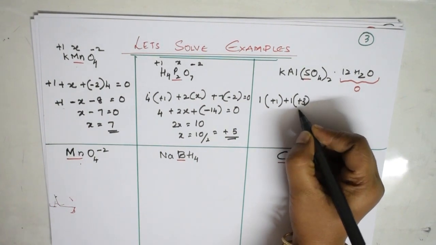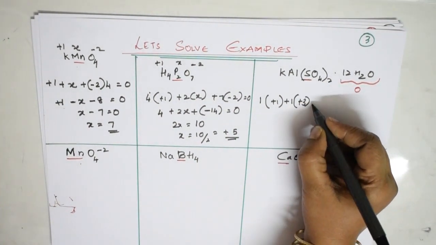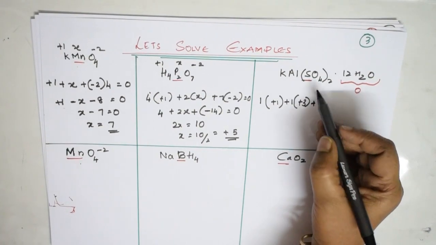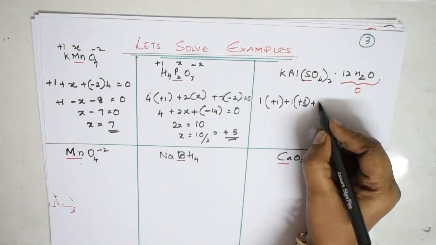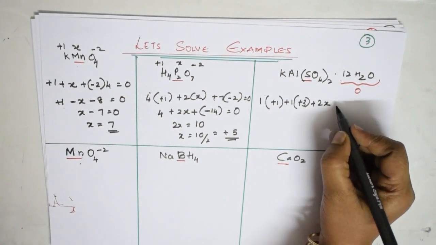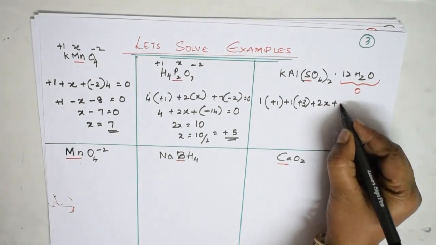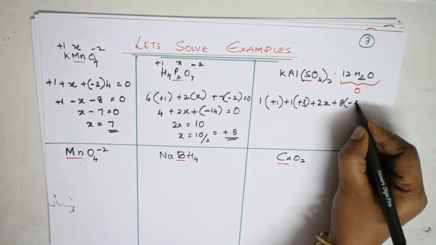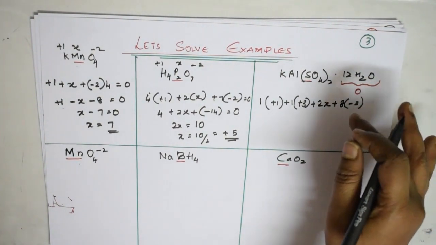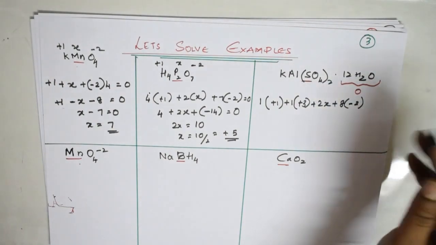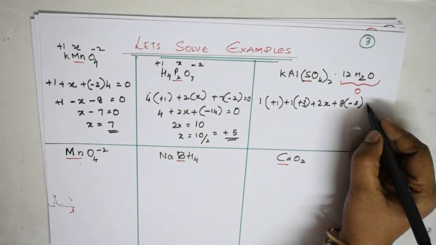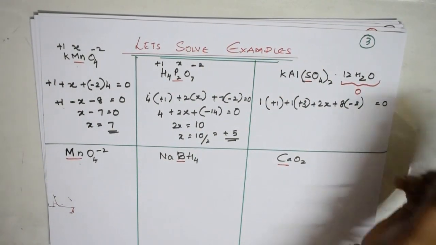Plus 3. So charge is always in the bracket. Next, I need to find for sulfur. How many sulfurs are there? 2. So it is 2x, correct? Then plus, how many oxygens are there? 4. 4 twos are 8. What is the charge on oxygen? It is minus 2, isn't it? So the remaining all is the neutral molecule. Its charge is 0 only, so completely it is equal to 0.